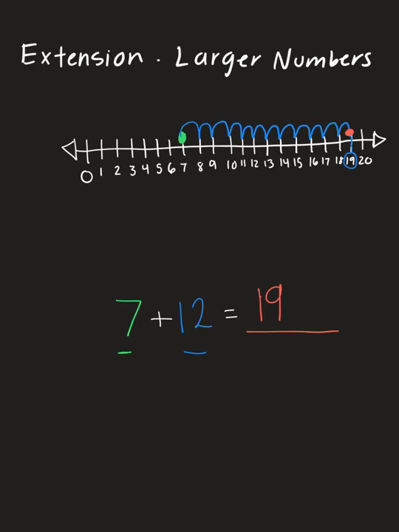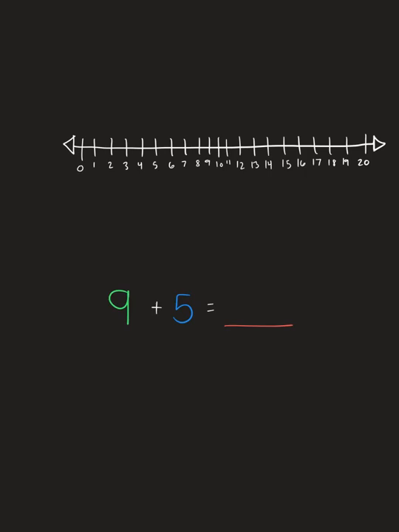Try the next one on your own. Try this one on your own. 9 plus 5 equals blank. If you want to know the answer, stop the video now and check it out in just a moment.